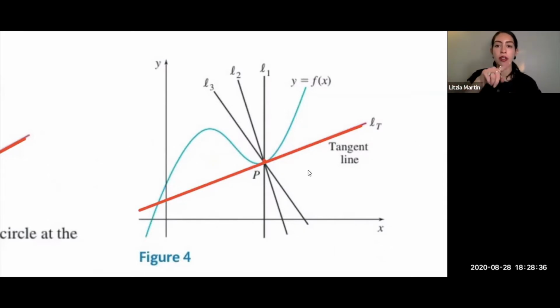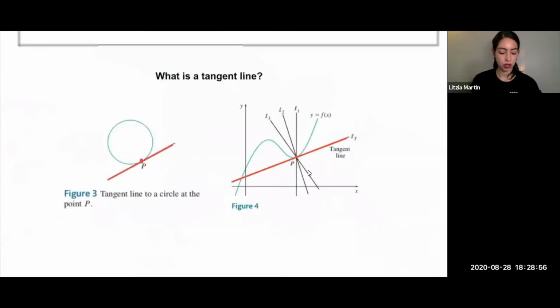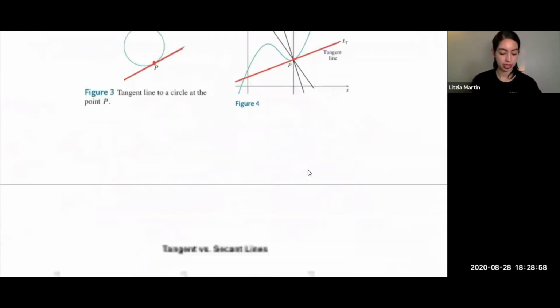Notice you have all the other lines, L1, L2, L3, they only touch the curve at one point. However, they don't follow the slope at that point of the curve. So those are not considered tangent lines. Only that red, now orange line is our tangent line. So we know what a tangent line is.